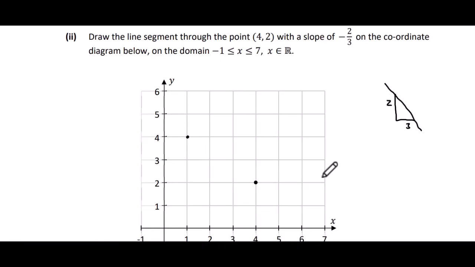Let's do the same from the other side then. We've got to go over 3, 1, 2, 3, and go down 2, 1, 2. So we're going to put another point here.